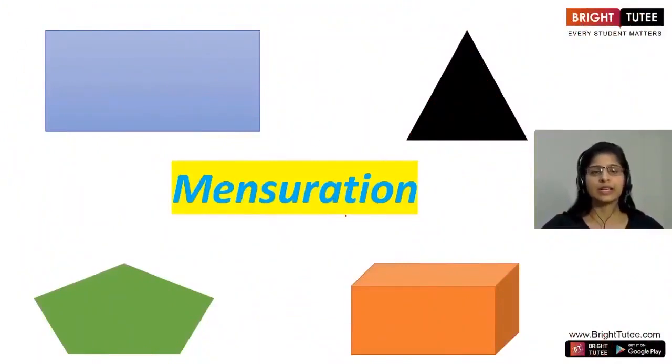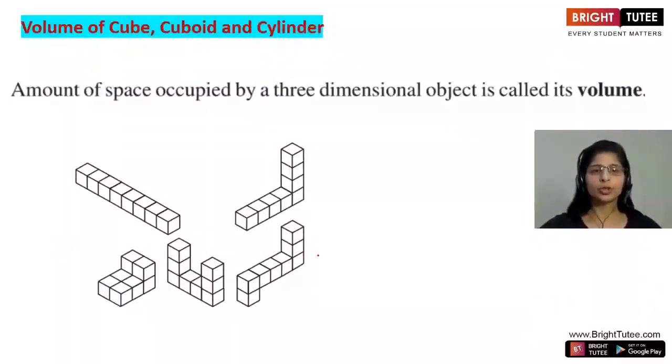Hello students, let's continue mensuration. So in the previous lecture, we have discussed the surface areas, right? Now in this lecture, we are going to talk about three shapes, that is cube, cuboid and cylinder, and their volume, right? So just see here, volume of cube, cuboid and cylinder we are going to learn.